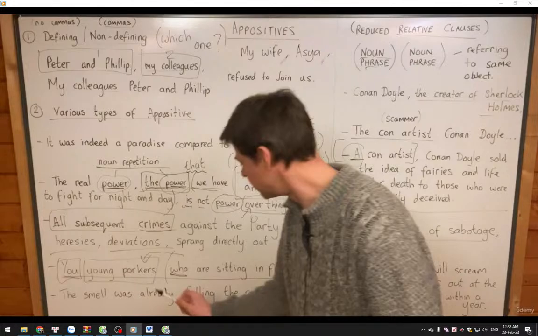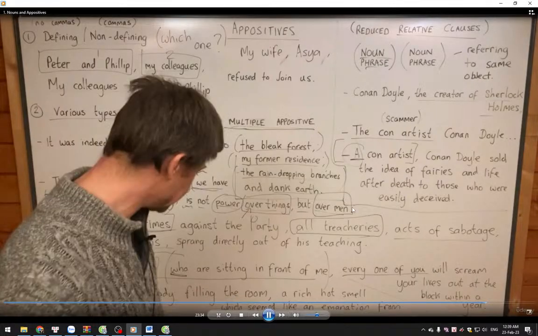Okay, and that's what we call a fronted appositive, because notice that that appositive is put right at the front. Every one of you refers to the you young porkers who are sitting in front of me. So this is a fronted appositive, it's put at the front. It doesn't have to be put at the front. We can also have a noun here, the smell, as the subject to the verb was. The smell was already filling the room.